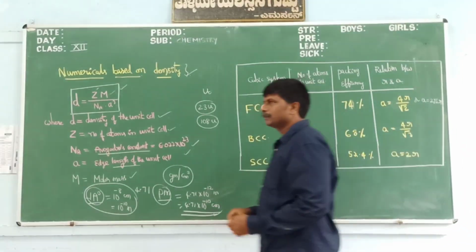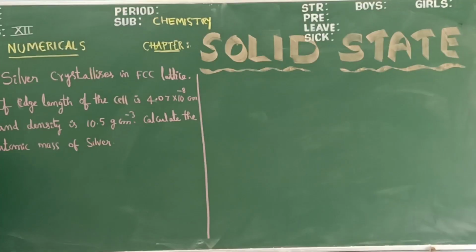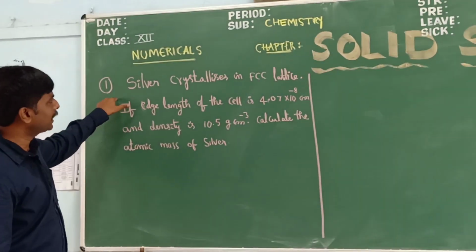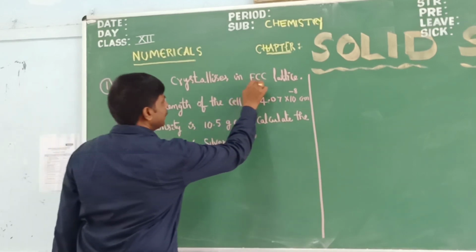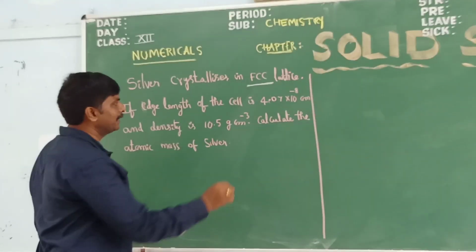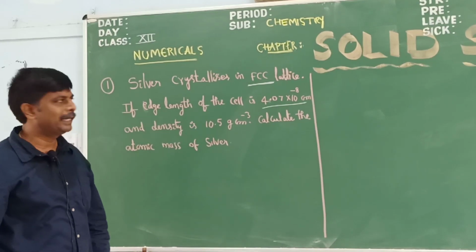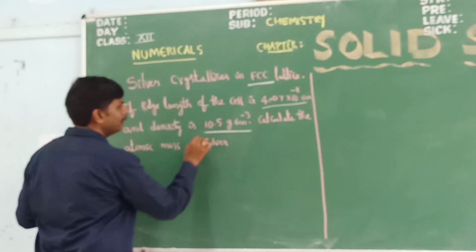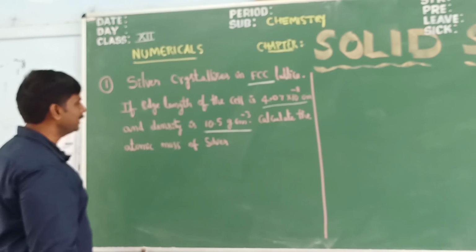Now you will see numerical number 1. First read the numerical. Silver crystallizes in FCC lattice. If the edge length of the cell is 4.07 into 10 to the power of minus 8 centimeter, and the density is also given, 10.5 gram per centimeter cube. Calculate the atomic mass of silver.